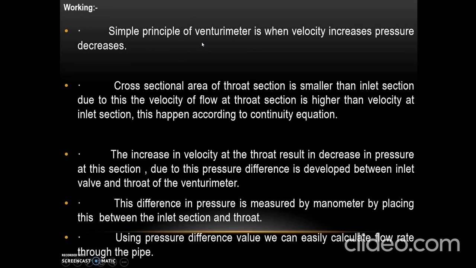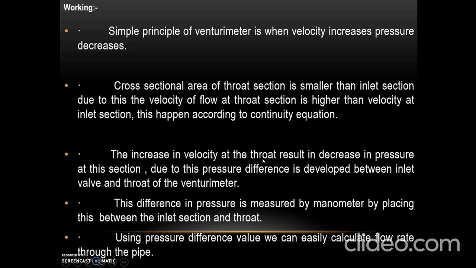So now we will study the working of venturimeter. Simple principle of venturimeter is when velocity increases, pressure decreases. Cross-sectional area of throat section is smaller than inlet section. Due to this, the velocity of flow at throat section is higher than velocity at inlet section. And this happens according to continuity equation, that is A1 V1 equal to A2 V2.